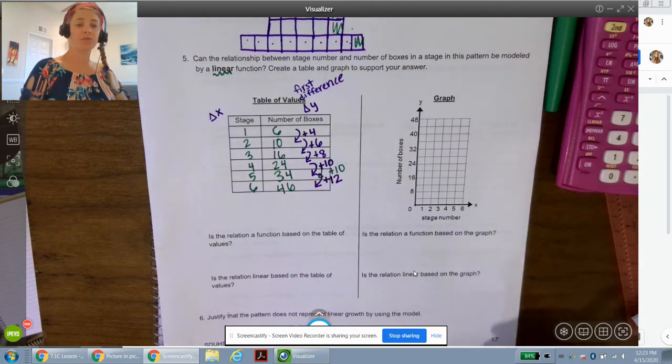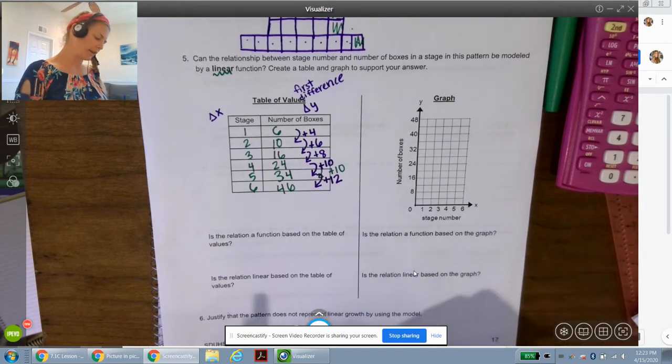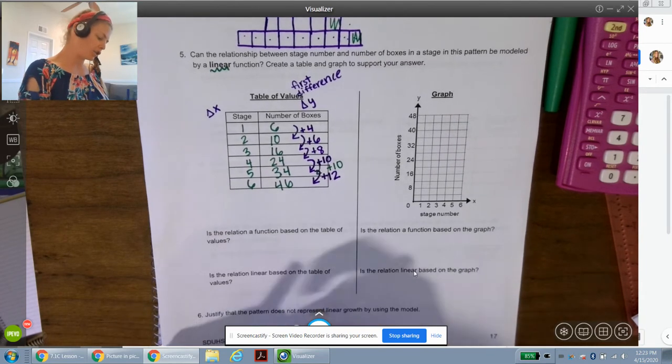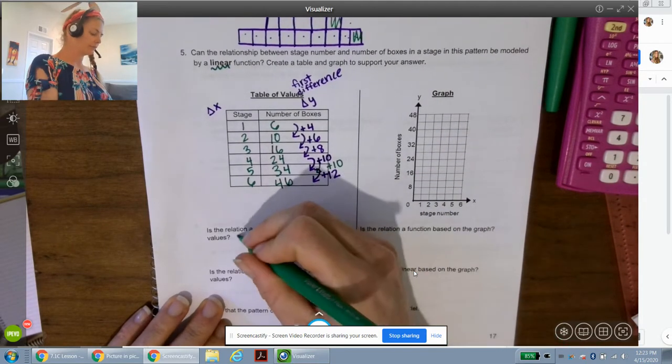So notice we do not have a constant first difference. So is this relation linear? No. Okay. So let's take a look at these next two questions. Is the relation a function based on the table of values? Yes.